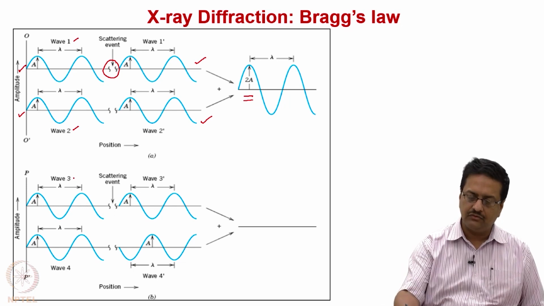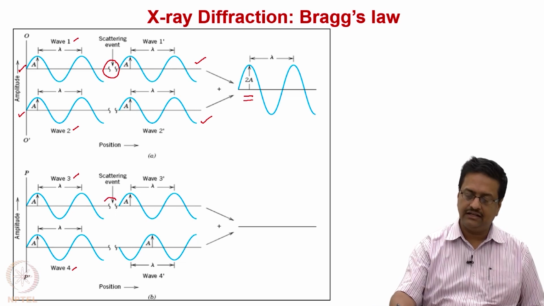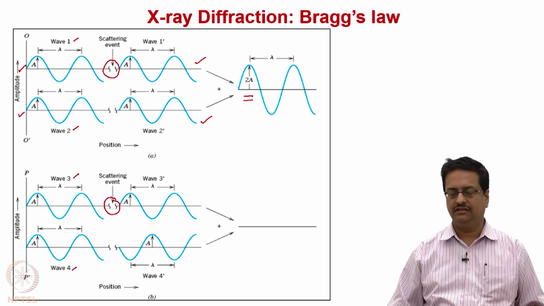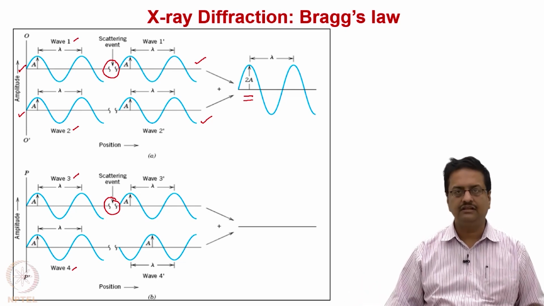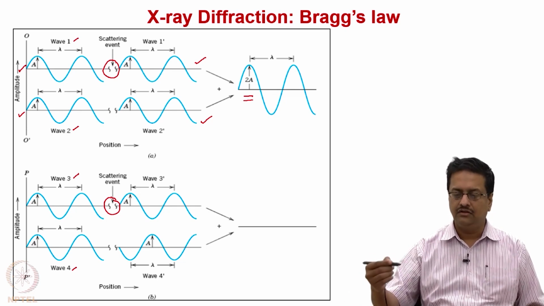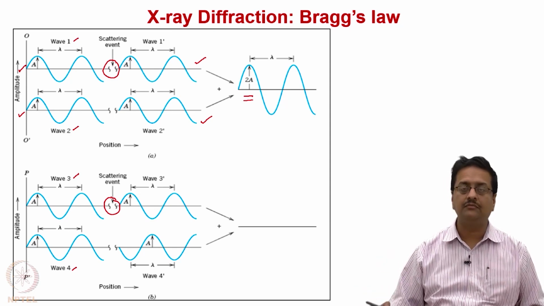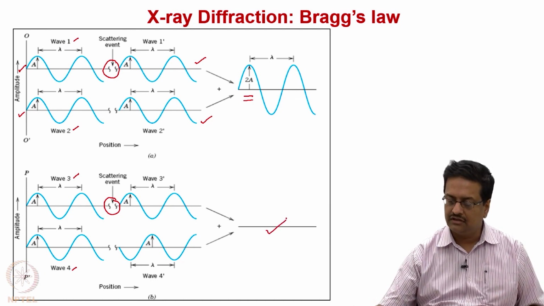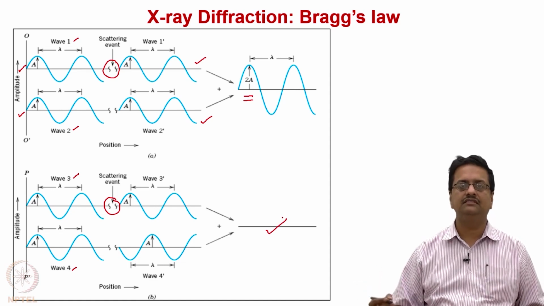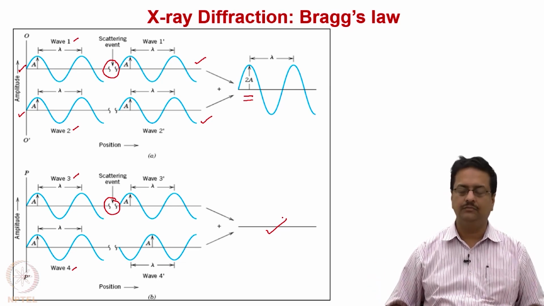On the other hand, when two waves, suppose wave 3 and wave 4, undergo a scattering event through a crystal and they come out offset, that means they are not in phase like before, and they don't combine together to give diffraction data. This means there is no diffraction; the interference is out of phase, and hence we don't see any diffracted beam.